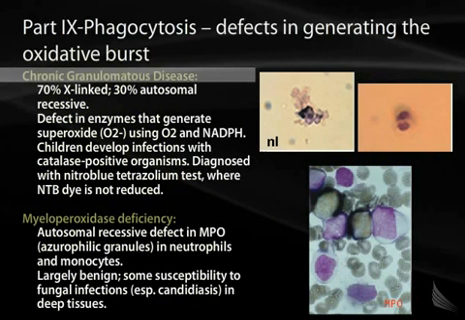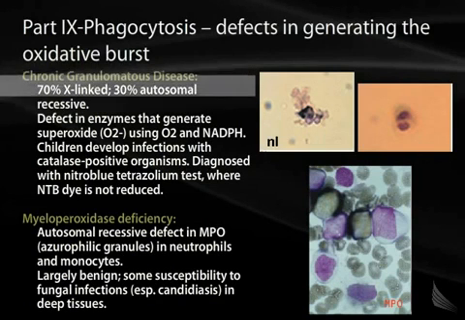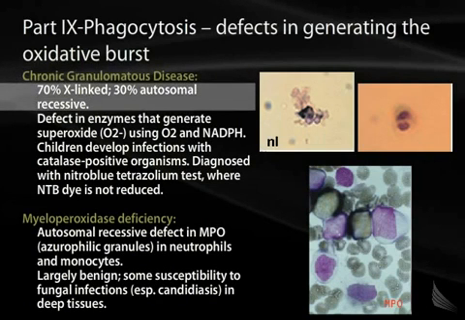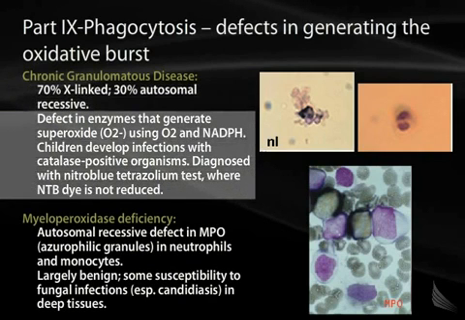Phagocytes, there's defects in generating the oxidative burst. For example, chronic granulomatous disease. Most of the time this is X-linked, about 70%, with 30% being an autosomal recessive variant. This is a defect in an enzyme that is used to generate superoxide or O2 negative radicals using O2 and NADPH. Children develop infections, repeated catalase positive staph type abscesses. It's diagnosed with an enzymatic assay called the nitroblue tetrazolium test, or the NBT test.